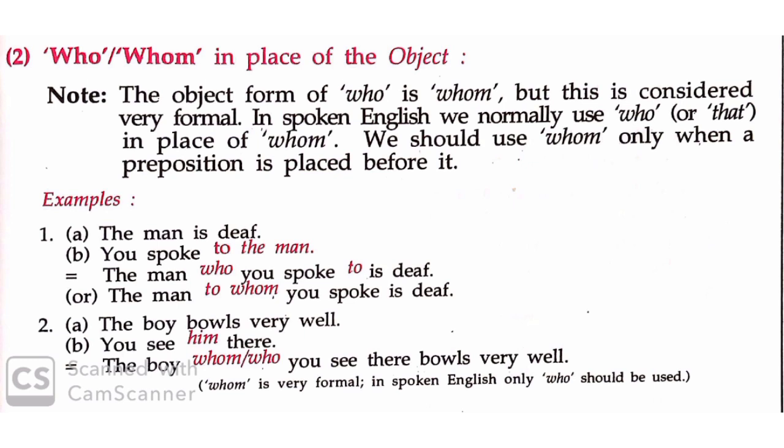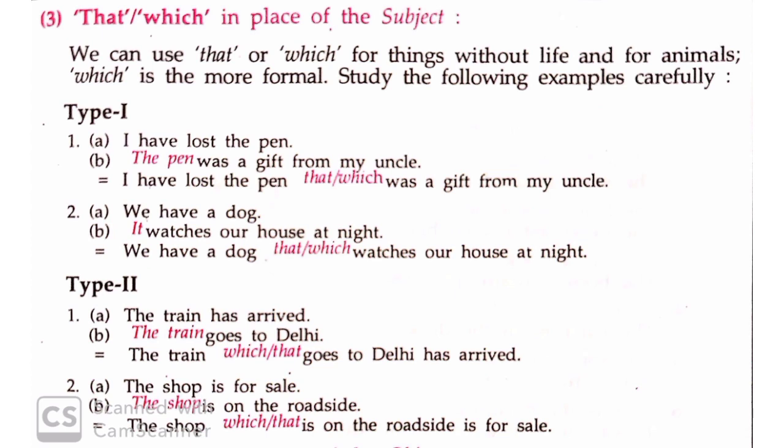Okay, this is how whom is replaced as object with who. So, while we are using whom, we have to keep in mind that it should be in very common sense and it should be only in the spoken English sense, children. Okay. So now coming to the third case, children, that and which can be used in place of the subject. We can use that or which for the things without life or for animals, as I said before.